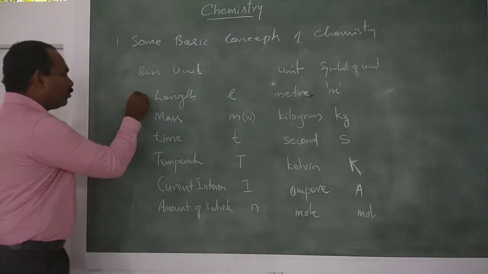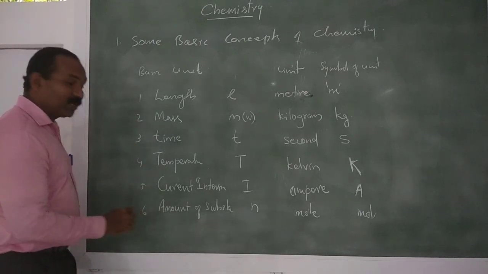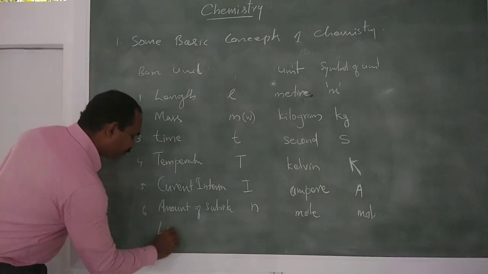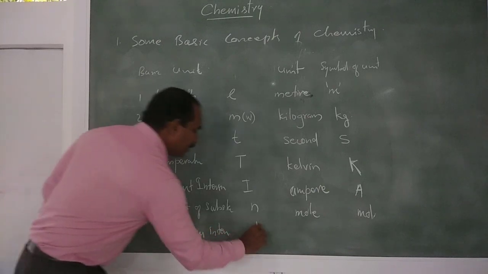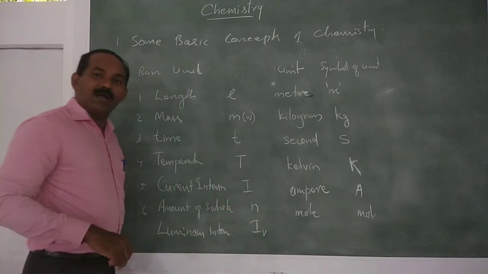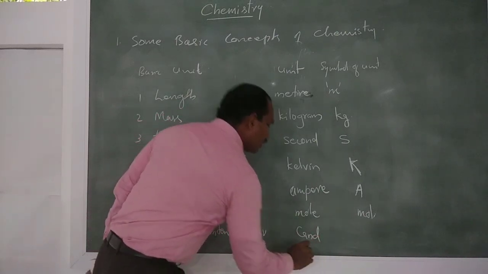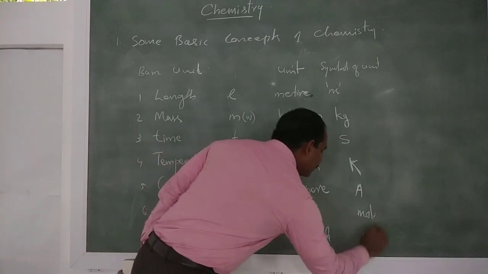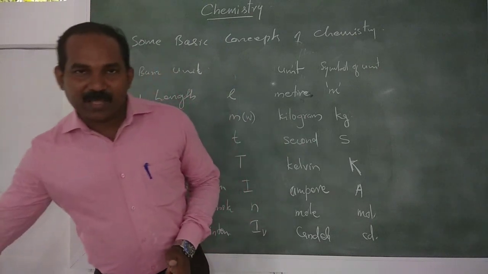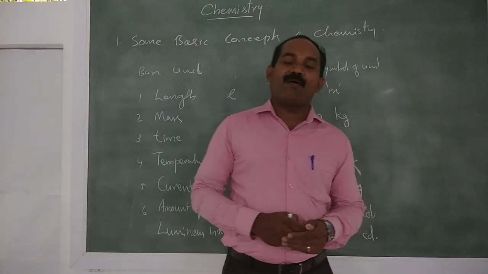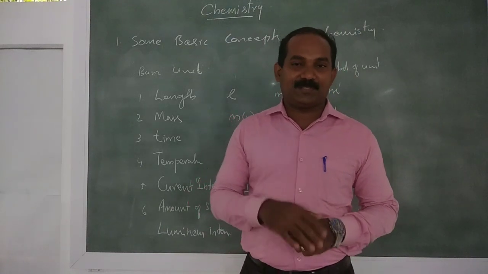And now 1, 2, 3, 4, 5, 6. The last one is luminous intensity. It is Iv. The unit is candela, cd. So these are the basic units for the measurement of properties. The basic units of measurement.